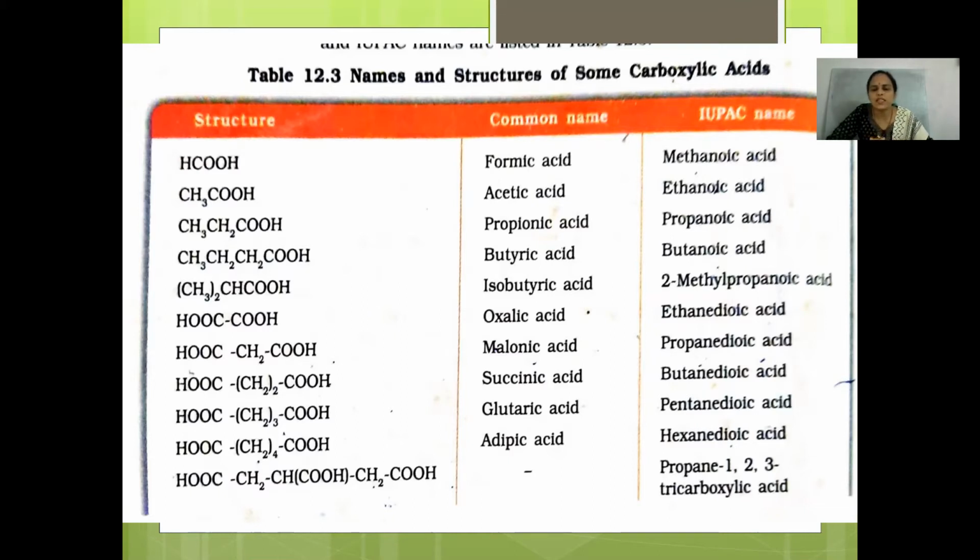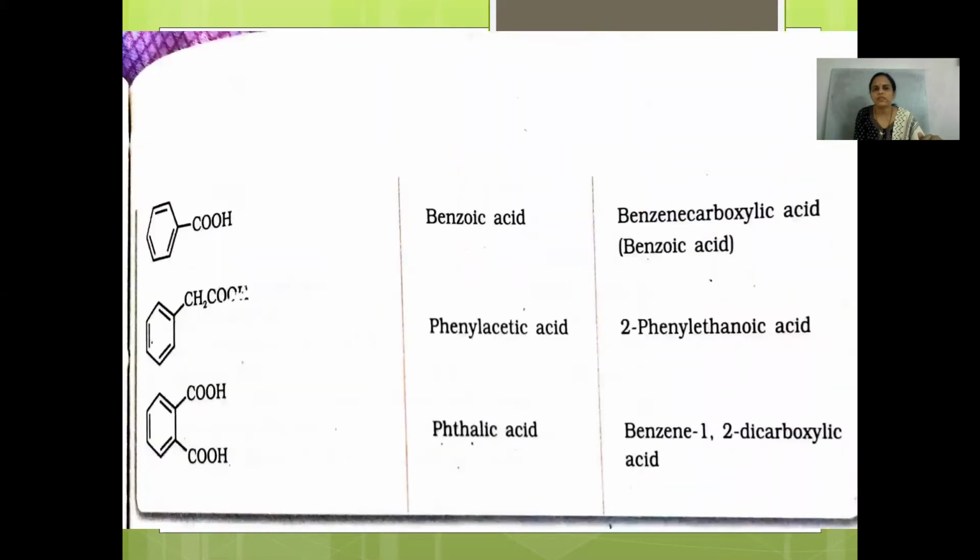And three carboxylic acid groups are present in COOH, CH2, CHCOOH, CH2COOH. The name of that compound is propane 1,2,3-tricarboxylic acid. Then C6H5COOH is called benzoic acid. C6H5CH2COOH is called 2-phenyl ethanoic acid. And the presence of two carboxylic acid groups adjacent to one another, that is, at 1 and 2 positions in the benzene ring, commonly that compound is phthalic acid and the IUPAC name is benzene 1,2-dicarboxylic acid.